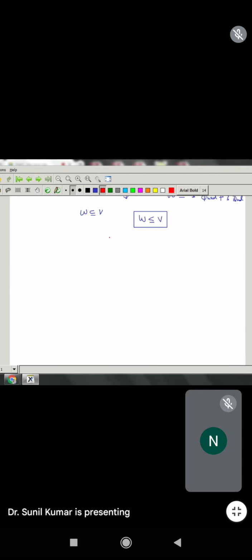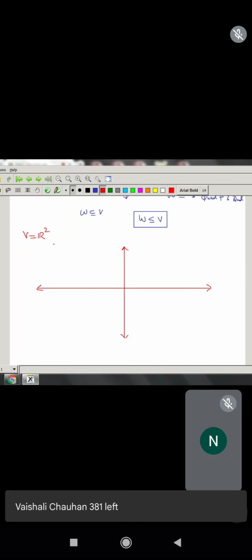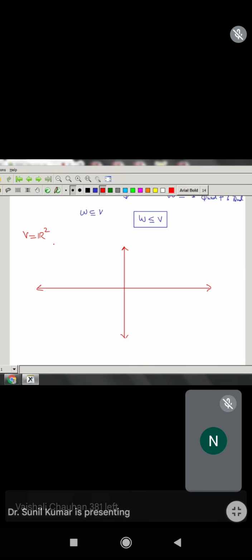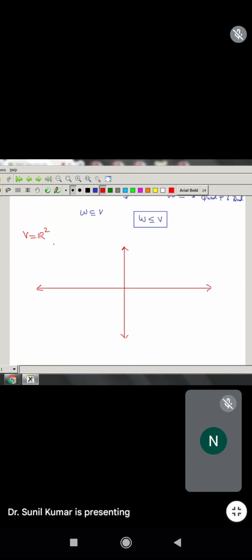Now if I take this is R2. अब R2 में डायरेक्ट वेक्टर स्पेस बोल रहा हूँ क्योंकि हमने Rn पढ़ लिया हुआ है. तो Rn की बात होगी तो R2, R3, R4 ये सारे के सारे क्या है? They are सब वेक्टर स्पेस. So I can take V equal to R2 be a vector space.